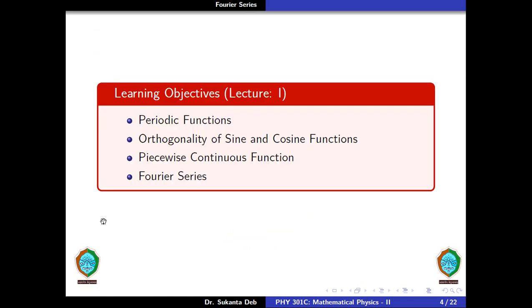In this lecture, we will learn about periodic functions, orthogonality of sine and cosine functions, piecewise continuous function, and Fourier series.